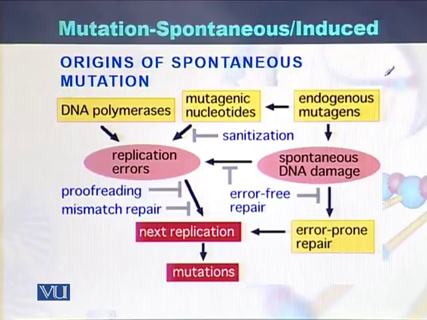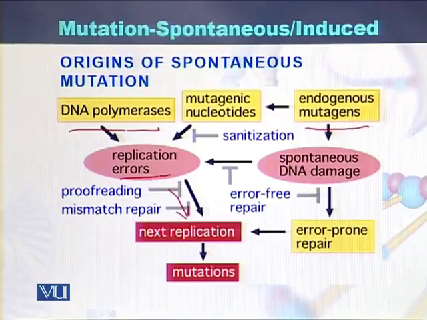On one hand, there are DNA polymerases, while on the other hand, there are endogenous mutagens. DNA polymerases are responsible for replication errors, and if there is a replication error and it does not recover back into the original sequence, then that error goes into the next replication step and ultimately there is a mutation.